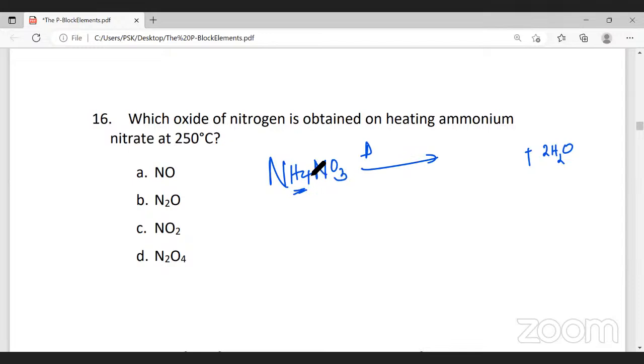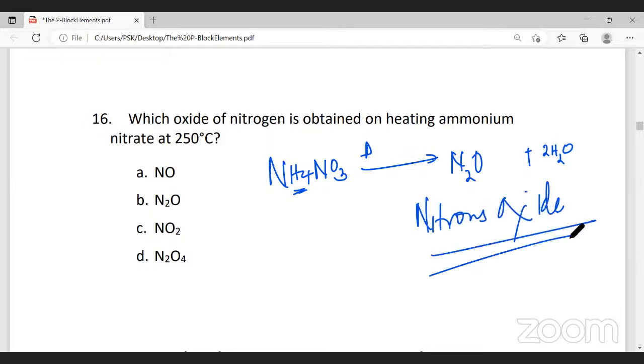The third oxygen will react with the 2 nitrogen. Therefore, we get nitrous oxide. So ammonium nitrate, on heating at 250 degrees Celsius, will decompose to form nitrous oxide and water. Hence, the answer is option B.